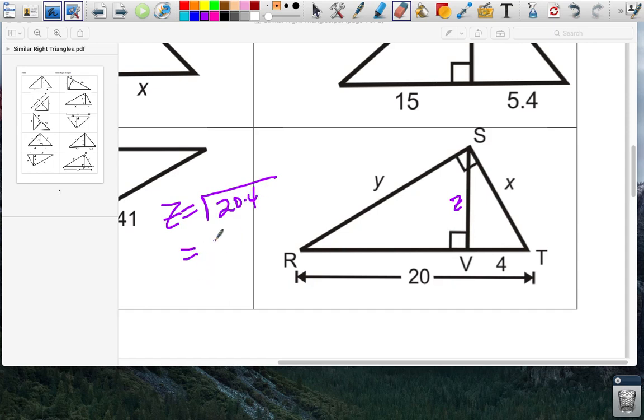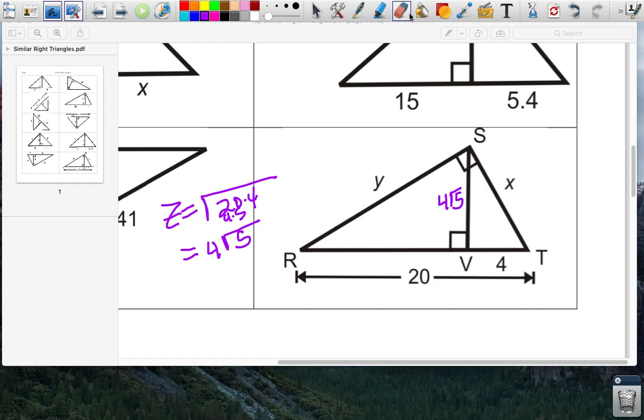And we can write that as 4 square root of 5. To do all that stuff, remember, 20 becomes 4 times 5, so the square root of 4 is 2, and 2 times 2 is 4. So z here, this guy here, becomes 4 square root of 5.